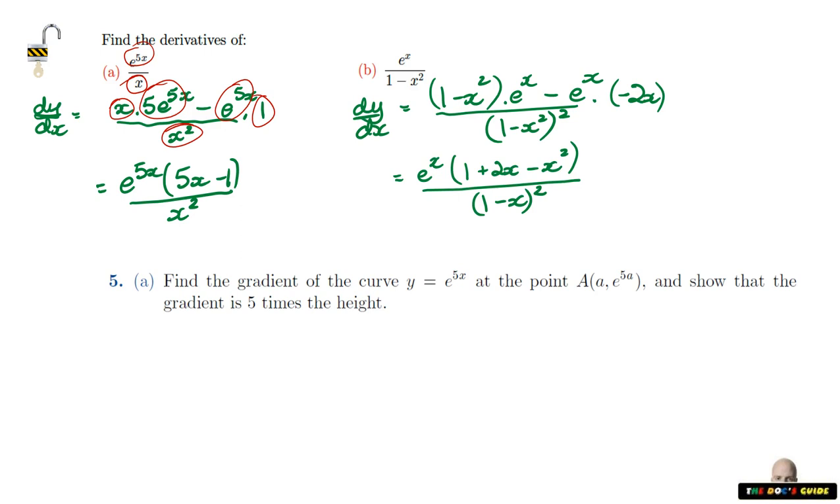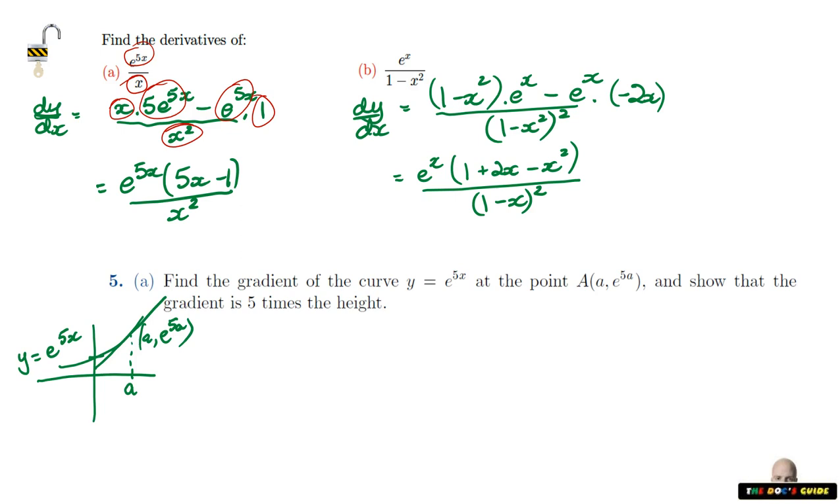Number 5, or the example here, called number 5, find the gradient of this curve at that point and show the gradient is 5 times the height. Well, we should be expecting that because we know that there's some link between the gradient and the height. So, even though it's not essential, draw a picture, just to get your brain thinking in the right way.